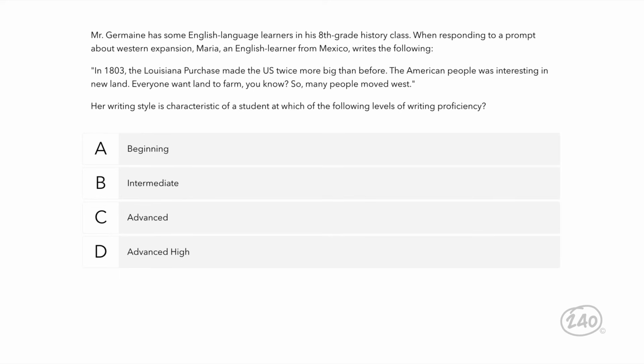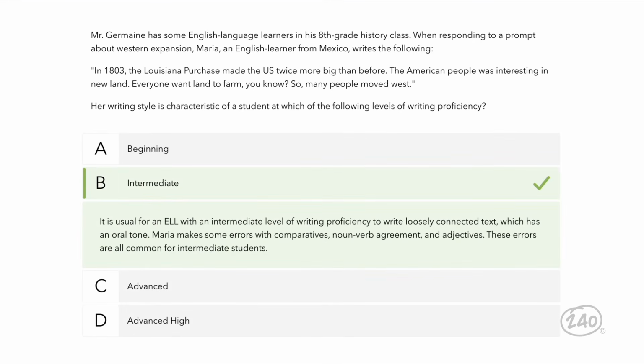The work sample indicates that the student is performing at the intermediate level of English language writing proficiency. It is usual for an ELL at this level to write loosely connected text which has an oral tone. This student makes some errors with comparatives, noun-verb agreement, and adjectives. These errors are all common for the intermediate level.